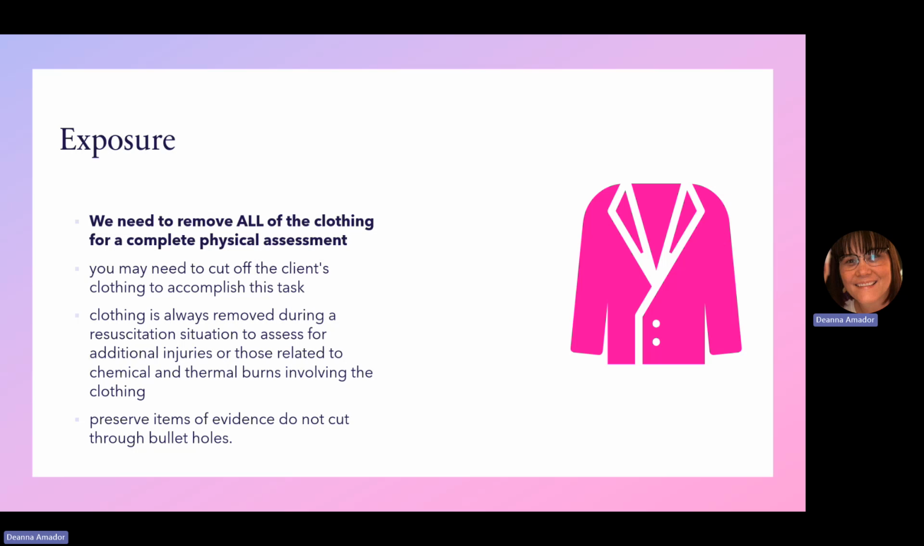We've already talked about what hypothermia can do, and in trauma, that's part of the whole trauma triad of death. So exposure, remove all the clothing. It says you may need to cut off the client's clothing. Clothing is always removed during a resuscitation situation to assess for additional injuries or those related to chemical or thermal burns involving the clothing. Preserve items of evidence. Do not cut through bullet holes. So you have to be aware of that.